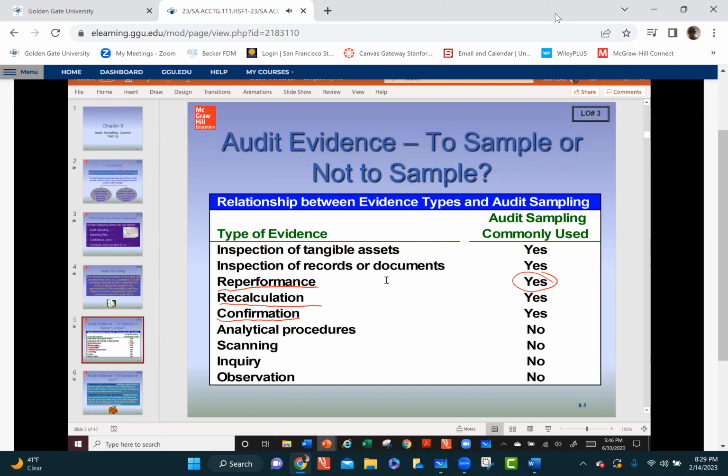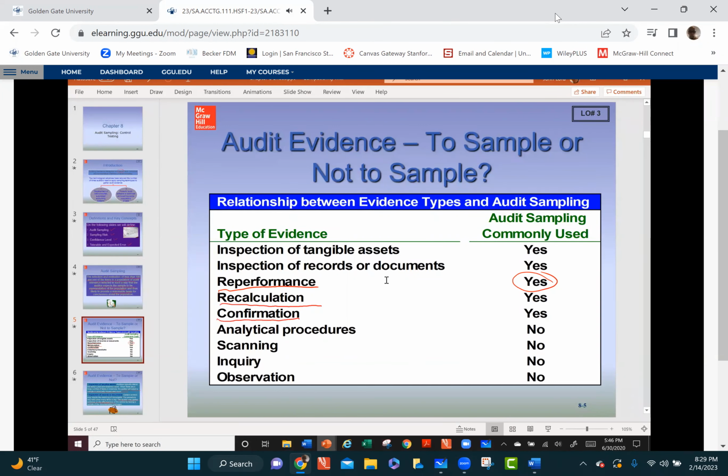Timing, extent, and nature of our substantive procedure. Nature, we're going to probably use internal evidence instead of external evidence. Extent, smaller sample sizes. Timing, doing interim testing instead of year-end testing, because based on our sample, we concluded that the control risk was less than the maximum.